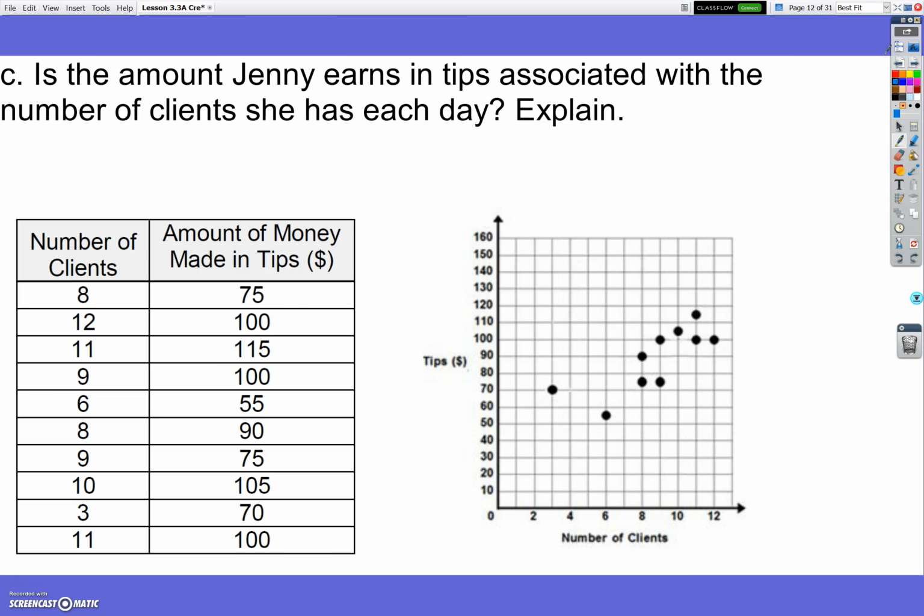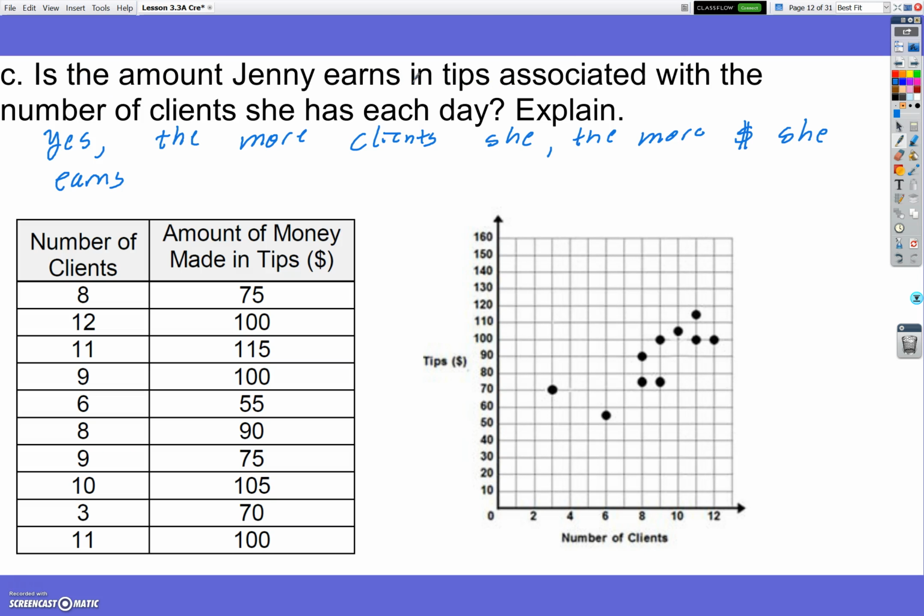So is the amount Jenny earns in tips associated with the number of clients that she has each day? I would say yes, because the general trend is the more clients she has, the more money she earns.